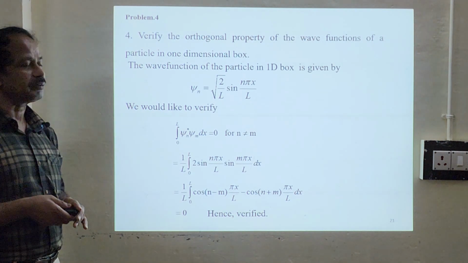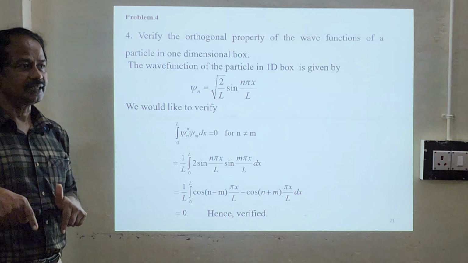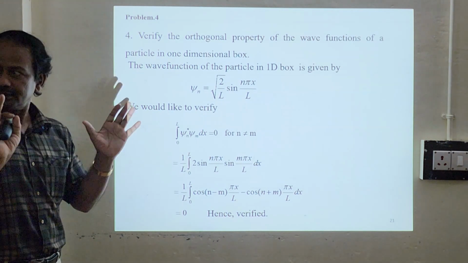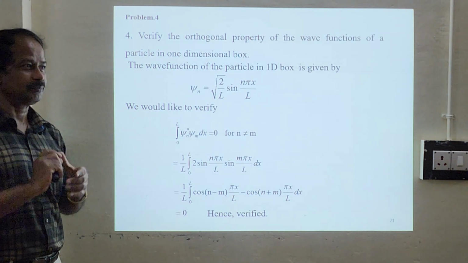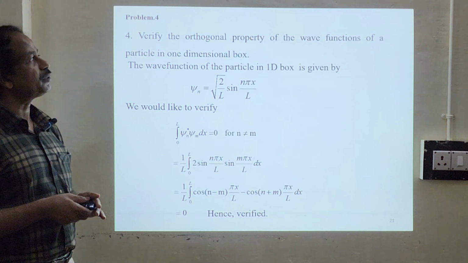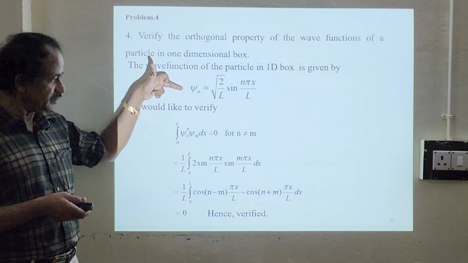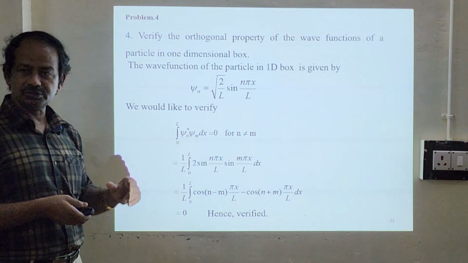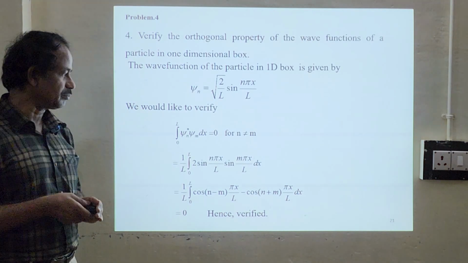Then the last problem, problem number 4. Verify the orthogonal property. We know already that the integral of psi n of x psi m of x dx is equal to 0 when n is not equal to m, and when n equals m it becomes 1, which is normalized. These two conditions are very, very important. So verify the orthogonal property of the wave function of a particle in a one-dimensional box.